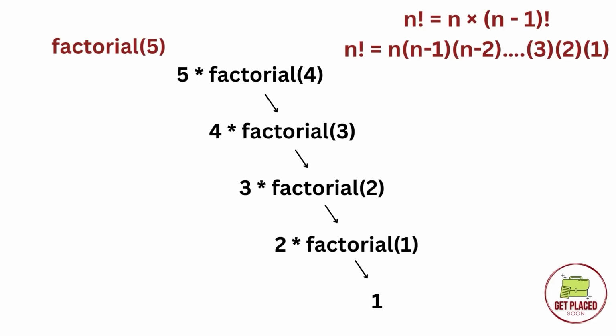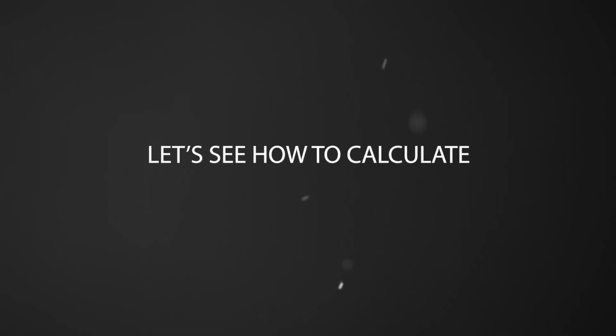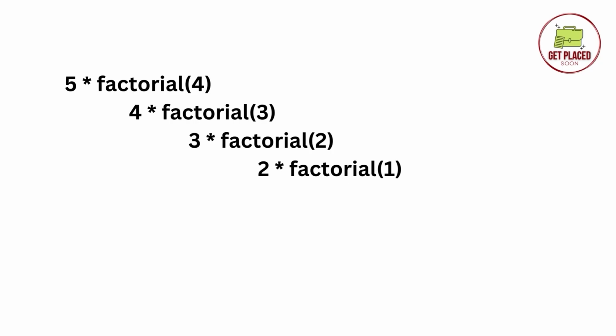Now, for example, factorial 5. To find factorial 5 by the given formula n into n minus 1 factorial, 5 into 4 factorial you have to find. Now, how to find 4 factorial? To find 4 factorial, you have to do 4 into factorial 3. To find factorial 3, you need 3 into factorial 2. To find factorial 2, you need 2 into factorial 1. And factorial 1 is 1. Now let's see how to calculate. Now you have all these things, right? To calculate 5 into factorial 4, you are supposed to calculate the 4, 3, 2, 1's factorial.